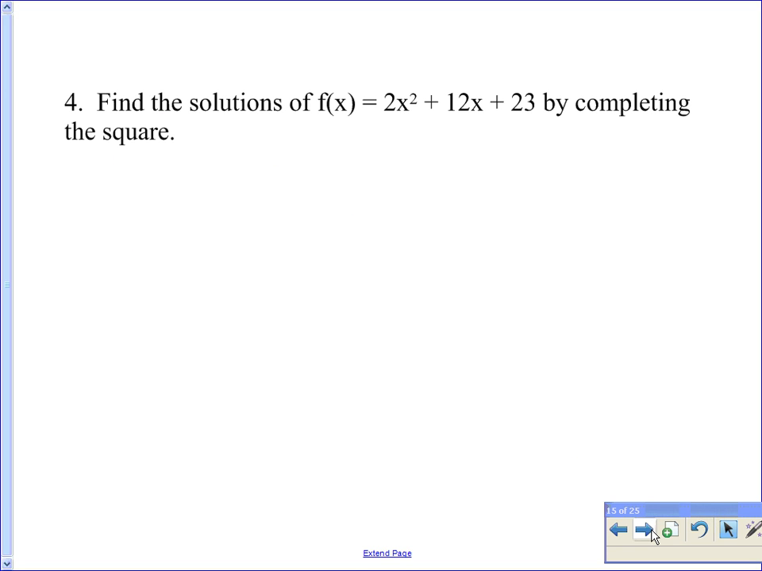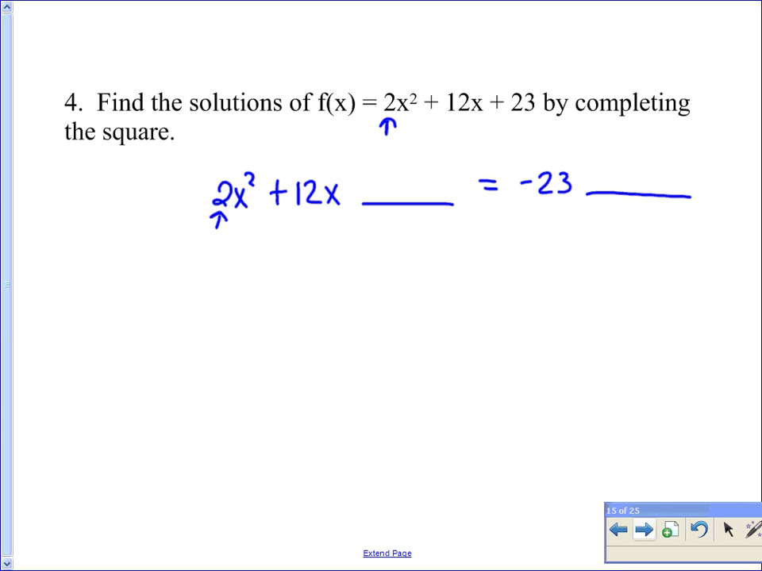And now we're going to take this a step further, and we're actually going to find the solutions of this polynomial form quadratic by completing the square. So again, we want to complete the square. All right, so again, we have this leading coefficient, which makes things a little more difficult. I'm going to rewrite this as 2x squared plus 12x, a blank. I'm going to move my 23 to the other side, and I'm going to leave myself a blank.